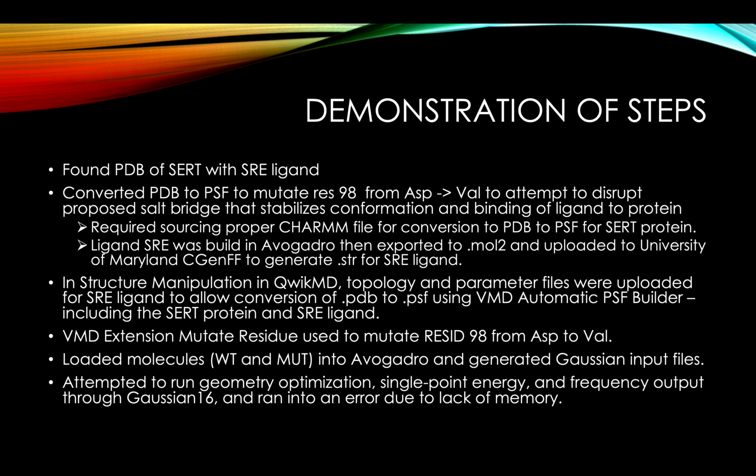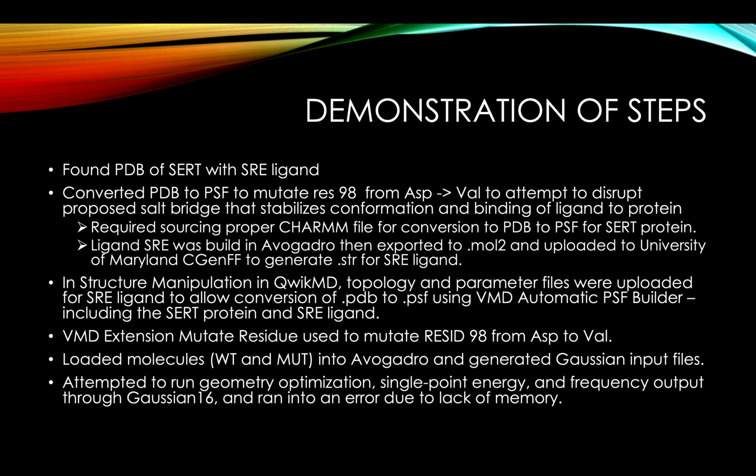So this is an overview of the demonstrations of steps that I did for this project, and then I'll go into them in more detail. I found a PDB of the SERT protein and the ligand. I converted that from a protein database file to a protein structure file and mutated residue 98 from aspartate to valine, with the goal of disrupting the salt bridge that stabilizes the conformation. To do this, I had to find the proper CHARMM file, as well as generate one for the ligand in order to have the proper topology and parameters information. I uploaded this in order to convert it in VMD and use QwikMD as well.